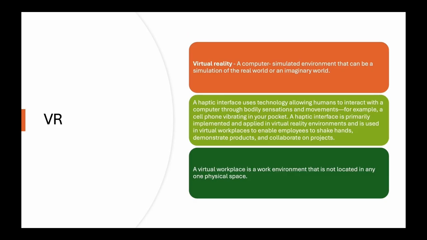VR, virtual reality, is a computer-simulated environment that can be a simulation of the real world or an imaginary world. Now there is something called a haptic interface. A haptic interface lets humans interact with a computer through bodily sensations and movements, like a cell phone vibrating in your pocket.